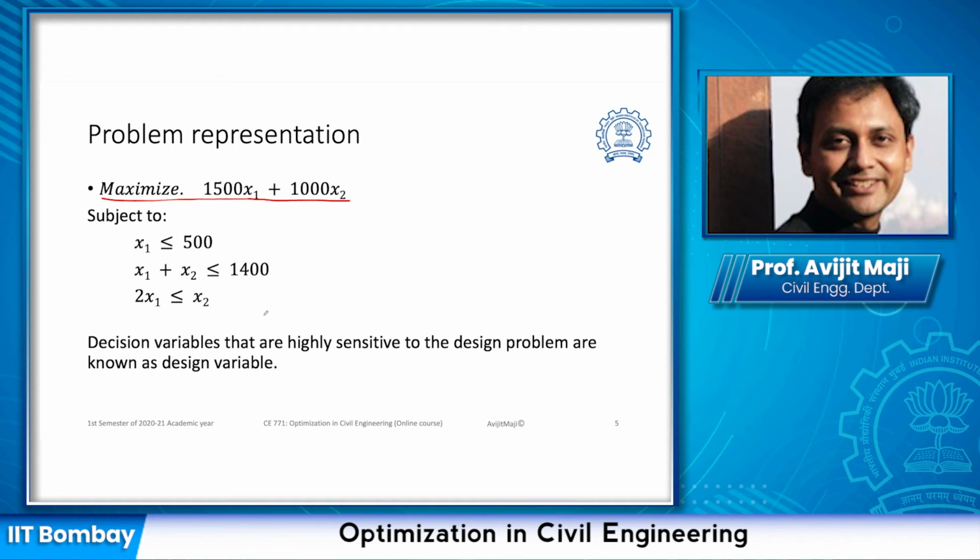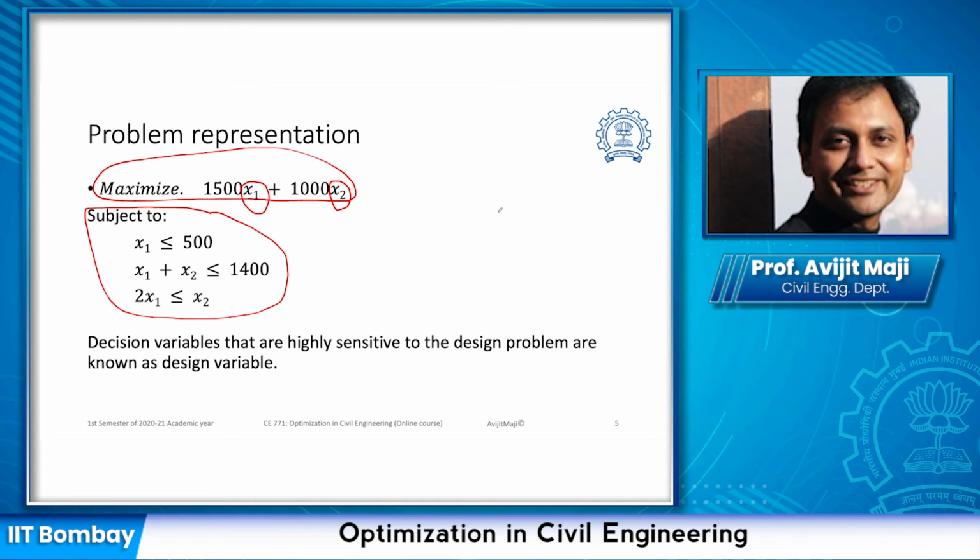Now in this problem, when we represent it, this part of the problem is known as the objective function. This part of the problem is known as the constraints, and the variables in the objective function, such as x1 and x2, are known as decision variables.